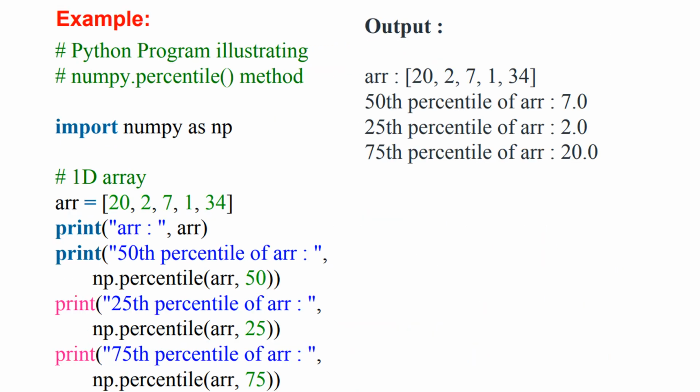Okay, so this is about this one. Next, coming to numpy.percentile, a simple example with a program. You are going to represent the array. The 50th percentile of an array means you have to represent the array in ascending order: 1, 2, 7, 20, 34. The 50th percentile will be 7. The 25th percentile will be obviously 2, and the 75th percentile will be obviously 20. So these are some of the examples represented.